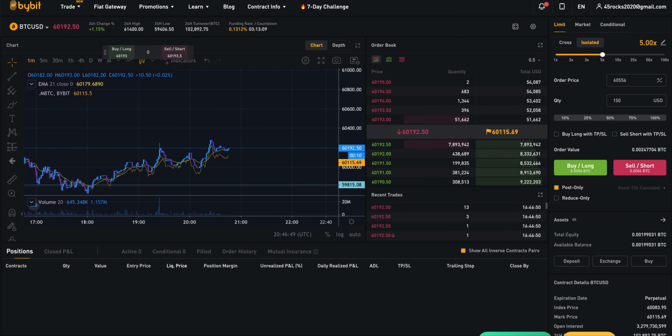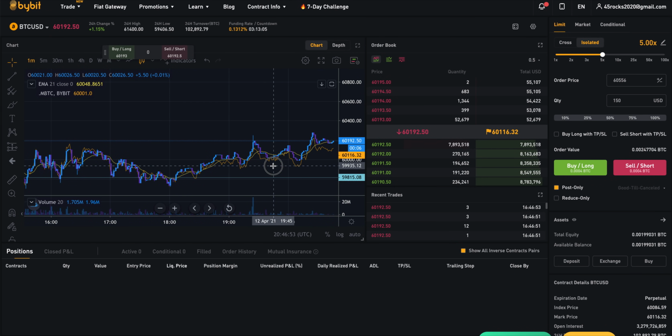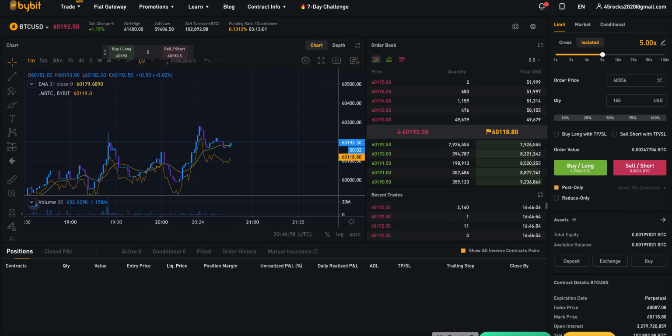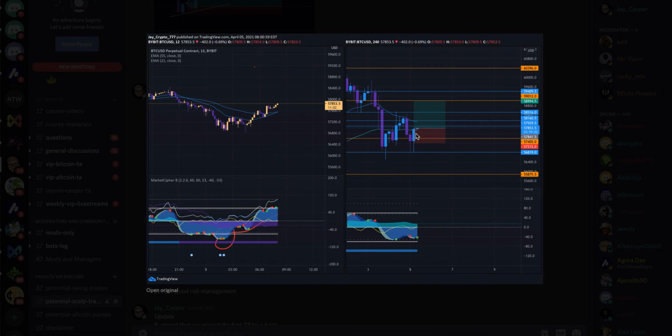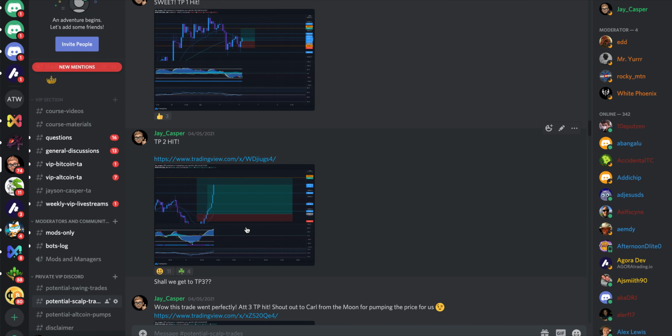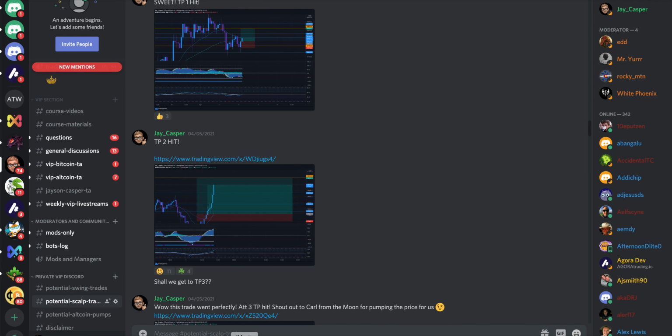Well, I have a ByBit account pulled up here. This is the ByBit account that I use for the course, and a lot of times people see me post trades in the Discord like this, where I say, okay, I'm entering right here, my first take profit is at the first blue line, my second take profit is at the third blue line, my third take profit is at the orange line, and then I say, okay, we hit the first take profit, we hit the second take profit, we're on our way to the third take profit. This is how I do that.